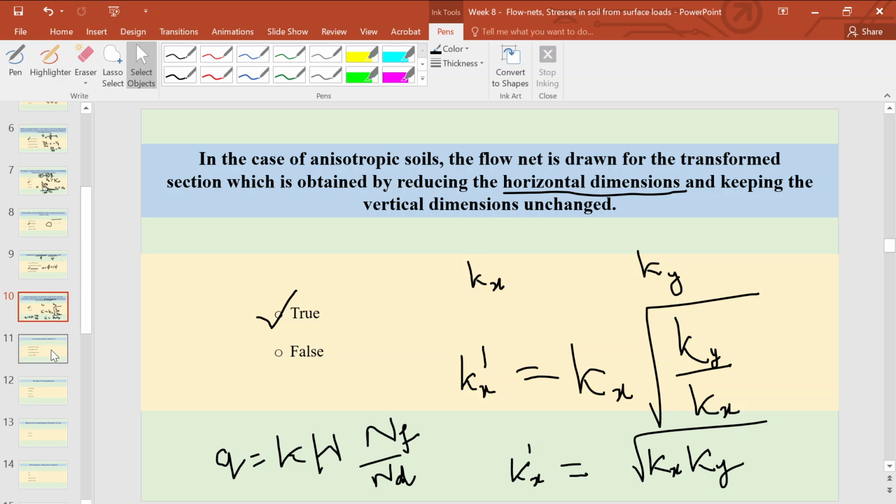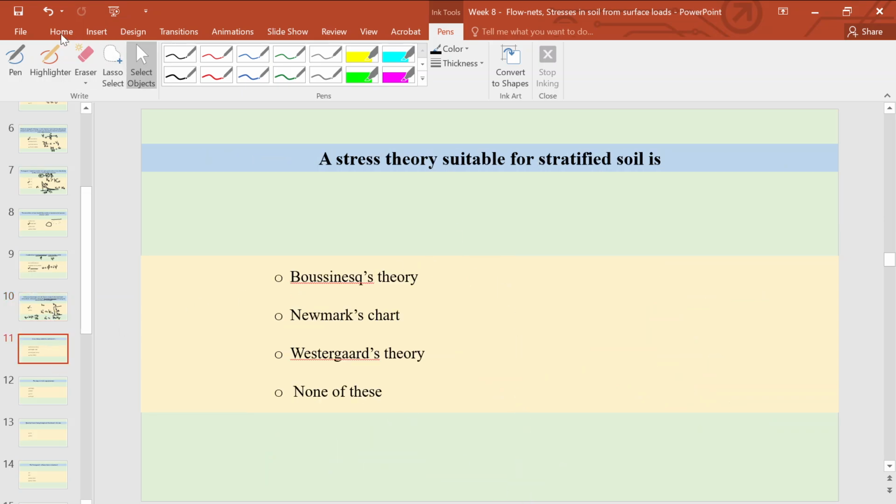Next question. A stress theory suitable for stratified soil. Very easy question. Which one? Westergaard's theory, sir. Yes, Westergaard's theory.